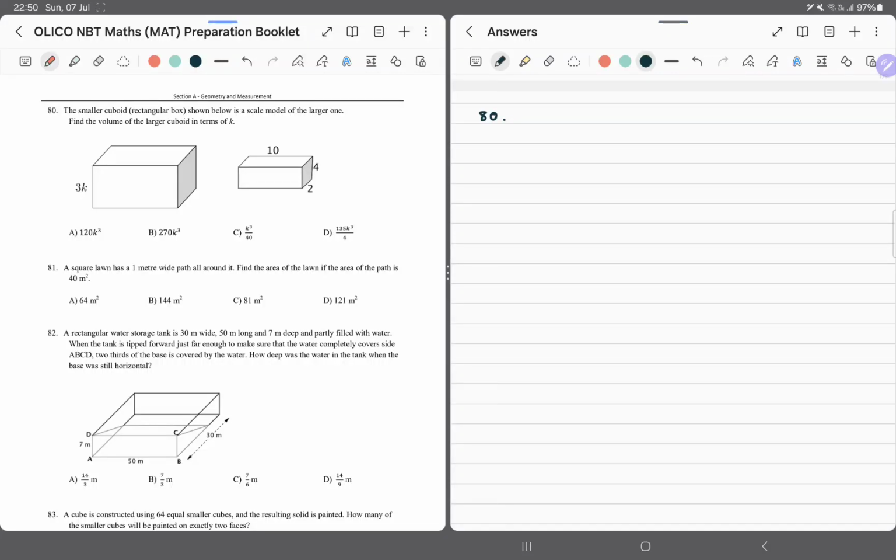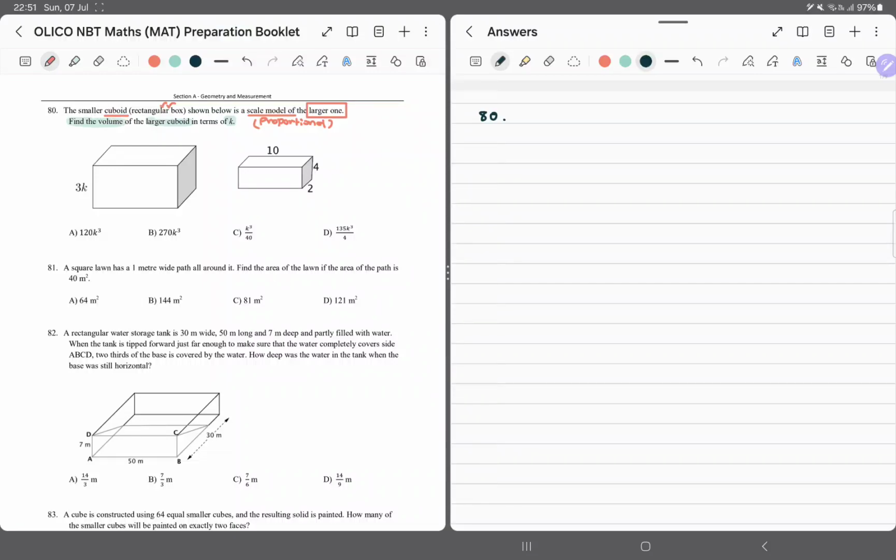Now question 80 reads, the smaller cuboid, so a cuboid, it's a rectangular box, shown below is a scale model. So once it becomes a scale model, it means it's proportional to the larger one. All right. So if it is proportional, that means we can use the small one to find the big one and vice versa. So we are supposed to find the volume of the larger cuboid in terms of K. All right, not a big deal.